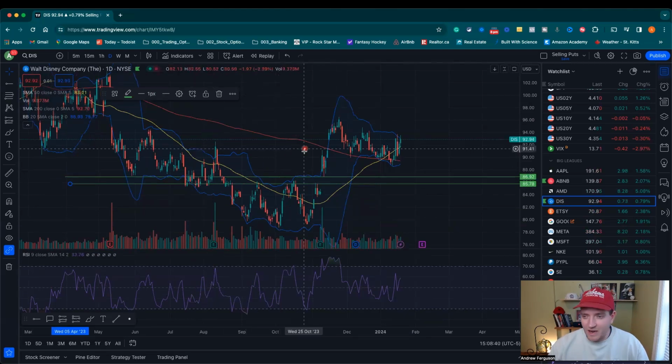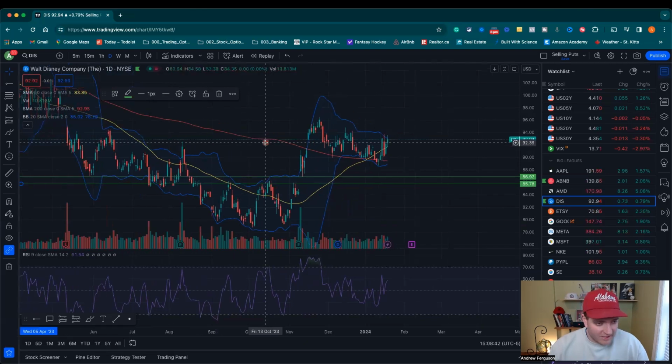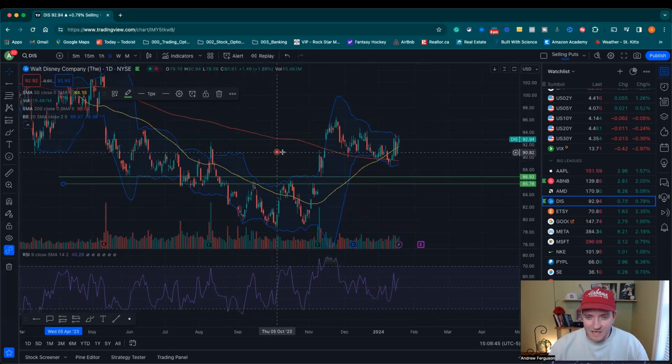Obviously, these are just my opinions, not actual stock advice. Do your own research and TA when you're doing your trading, but I'm showing you what I'm thinking and seeing here on the charts today.